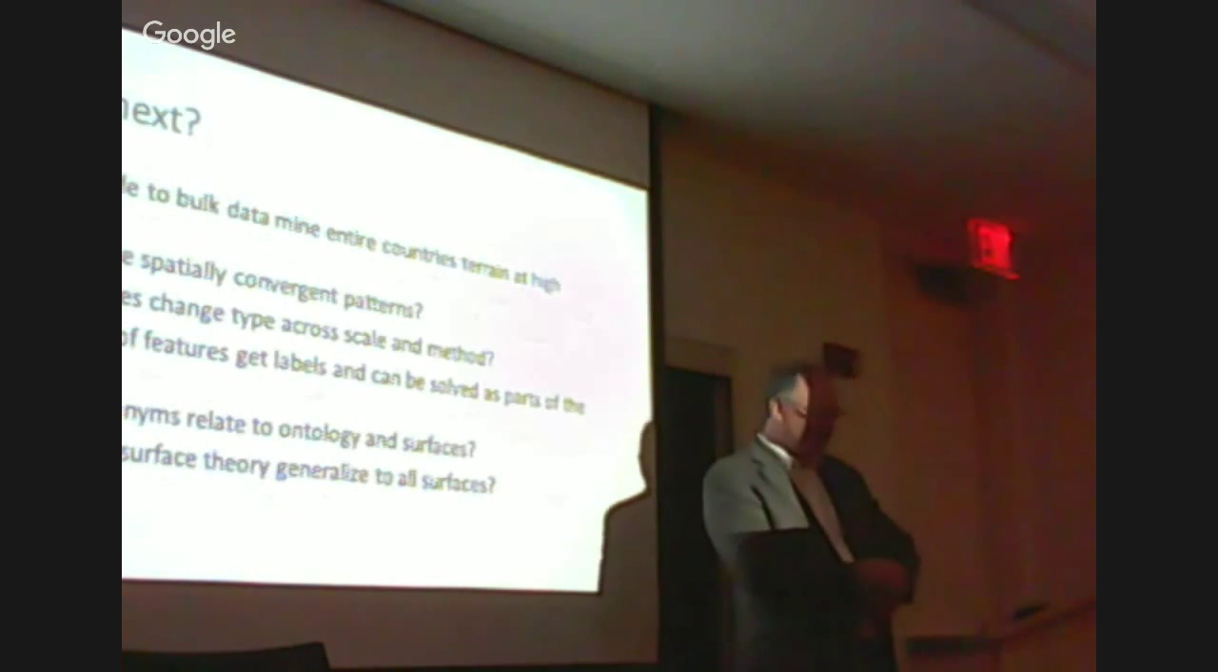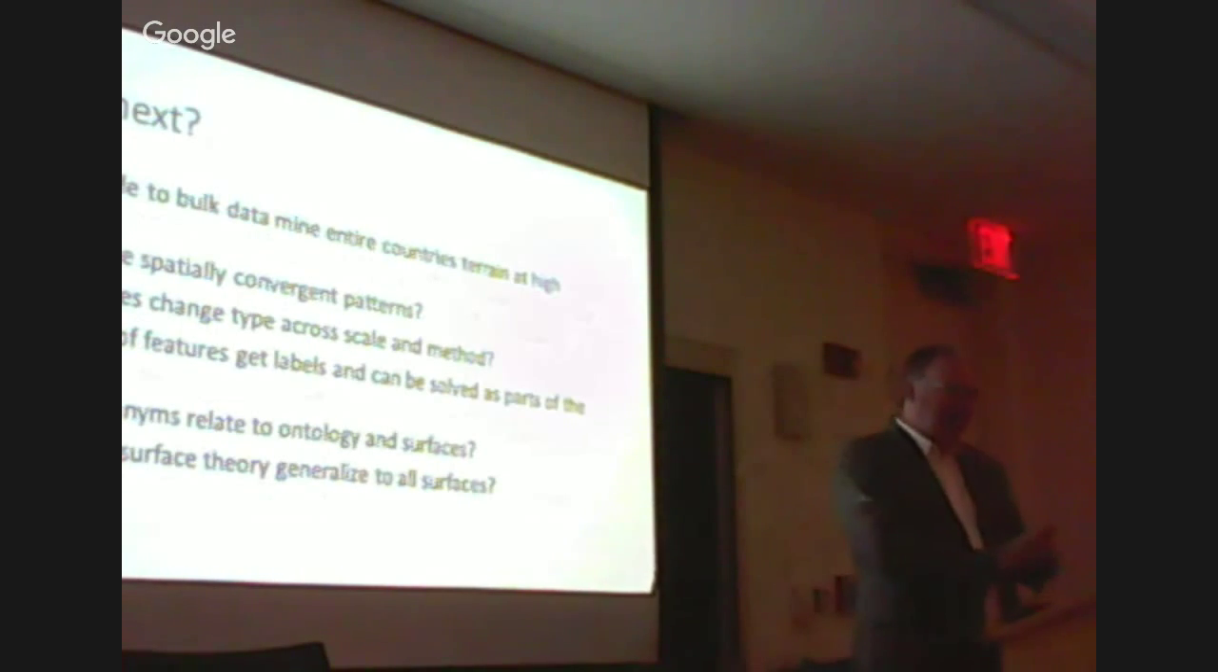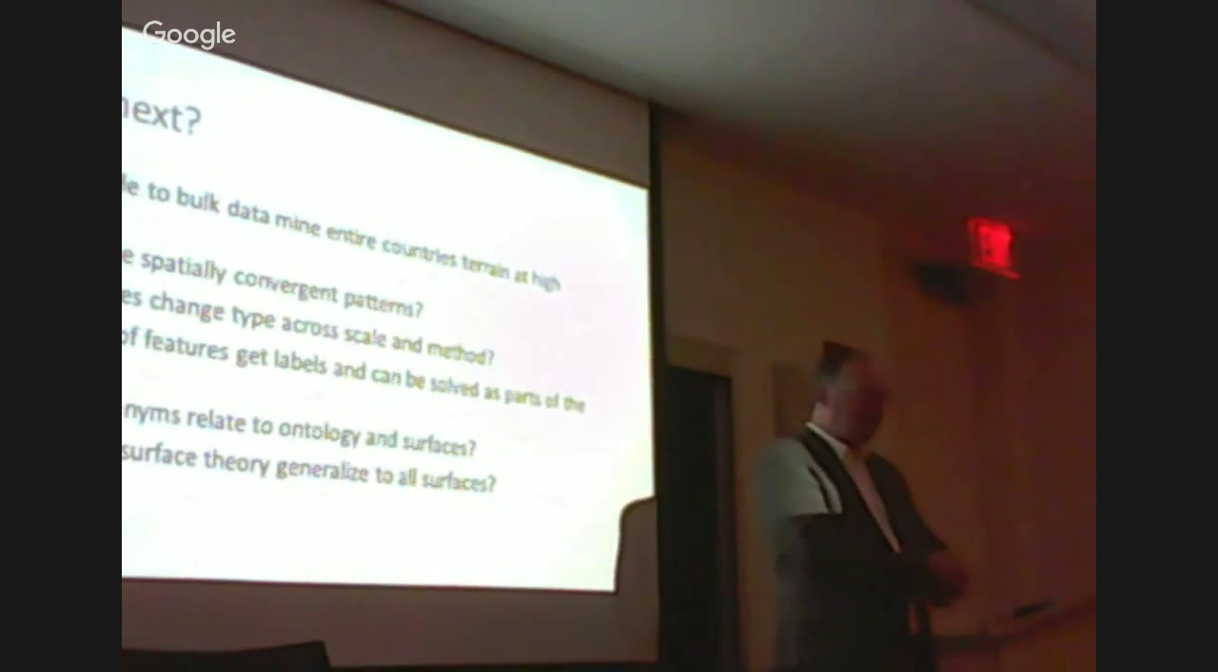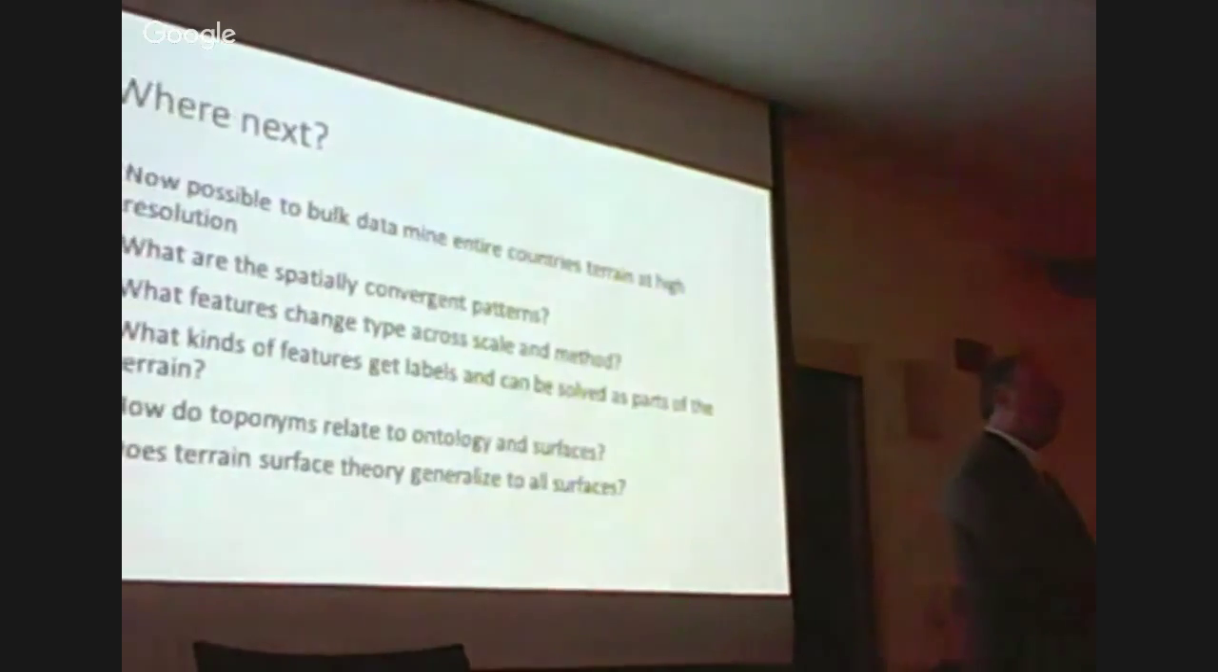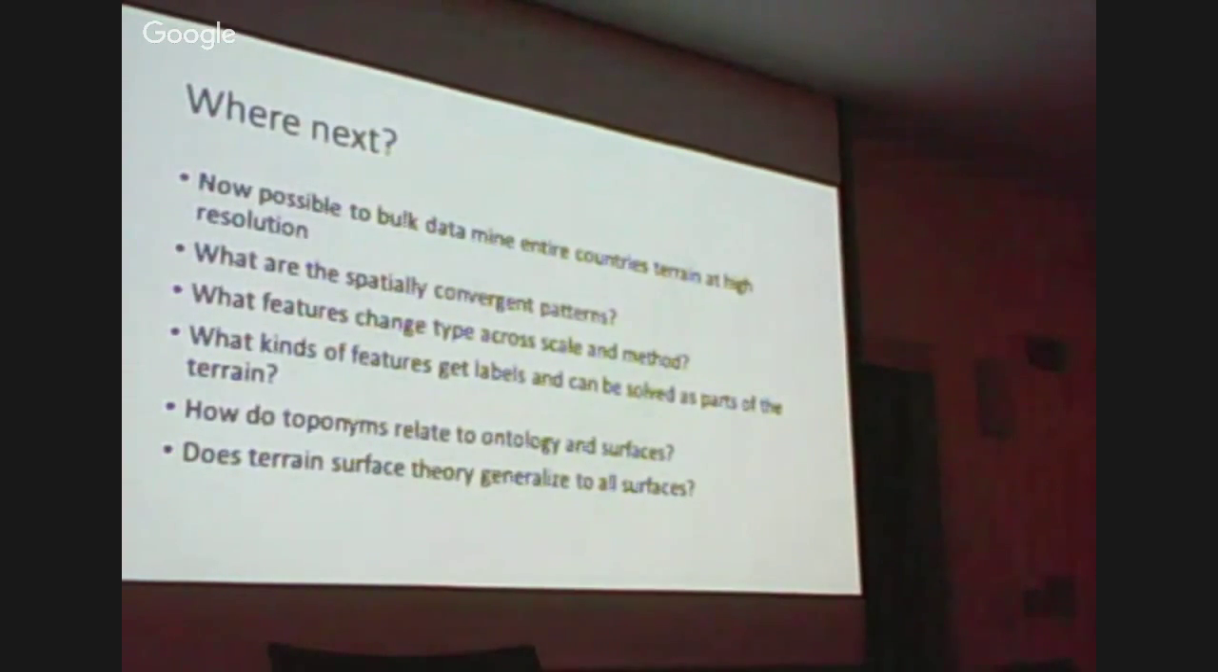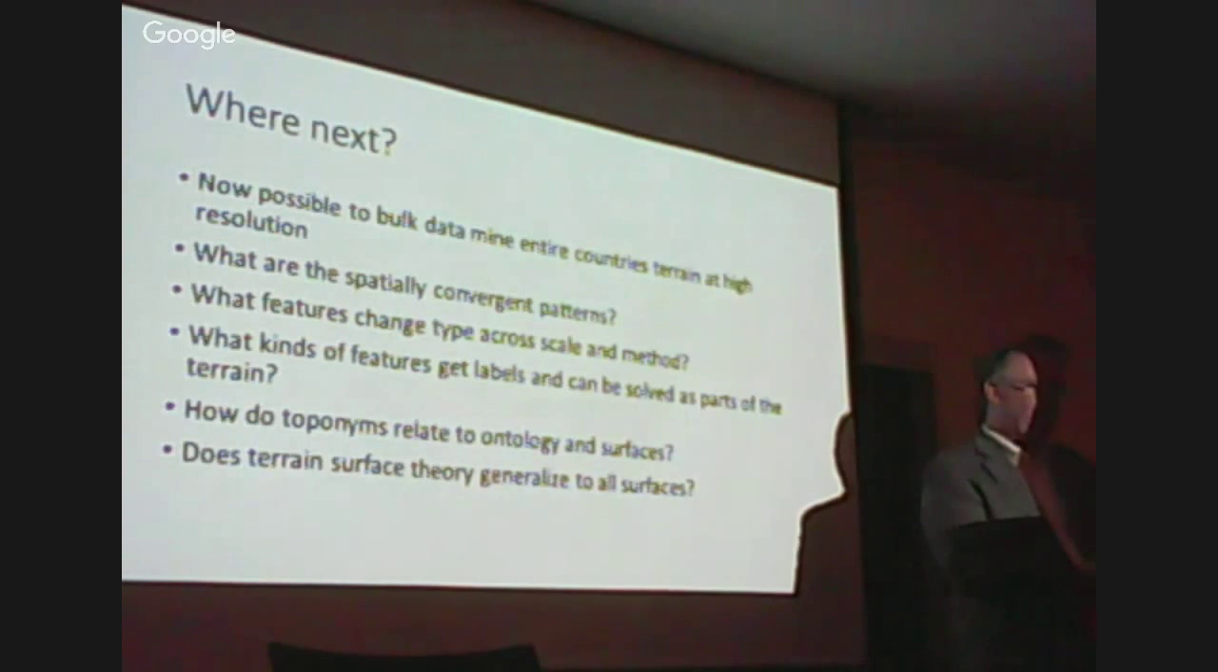So in terms of where next, it's now possible to bulk mine entire countries' terrain at high resolution. I used to think of the digital elevation model as one 7.5-minute quad, and now I think of entire coverages, like the whole country, equivalent of 7.5 minutes. Bulk mining topography in entire countries allows us to do things like actually regionalize the variance in topography and apply different algorithms in different landscapes, which is where we started from with the CGIS work.